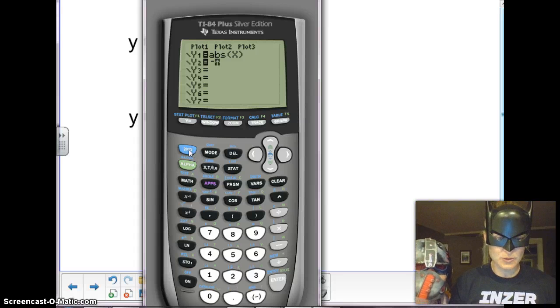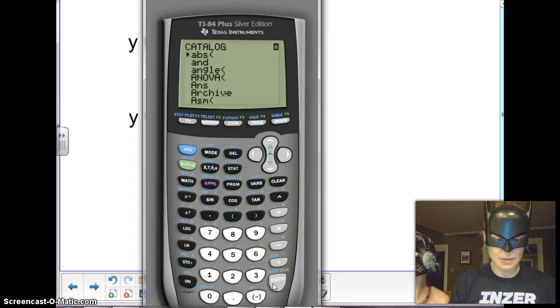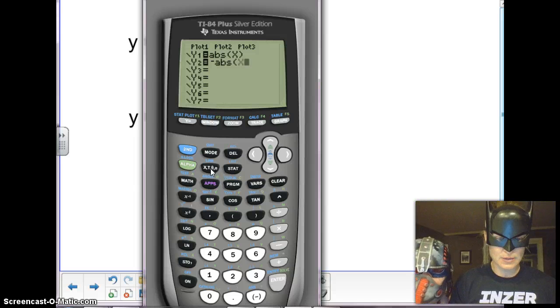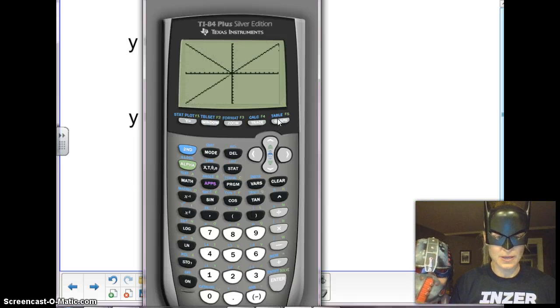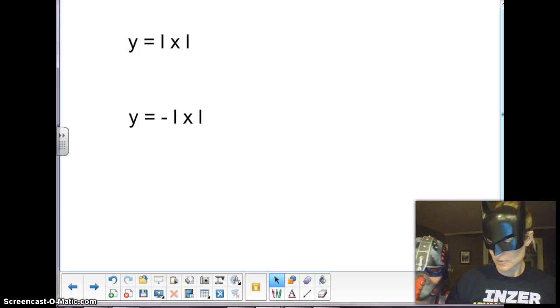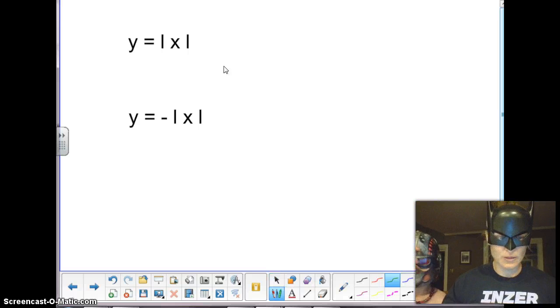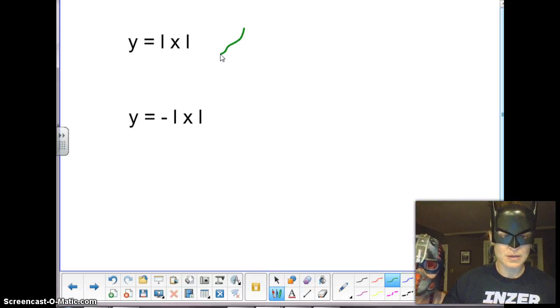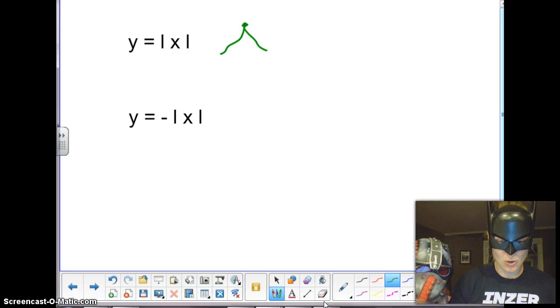And remember, absolute value, you have to do second catalog. ABS is the first one, and then we put an X, and we hit graph, and then we have a maximum. And that's very similar to your quadratic. So we know that when this is positive, it's going to look like this, but much better. And we're going to have, oh, nope, I did that backwards, didn't I? Darn it.